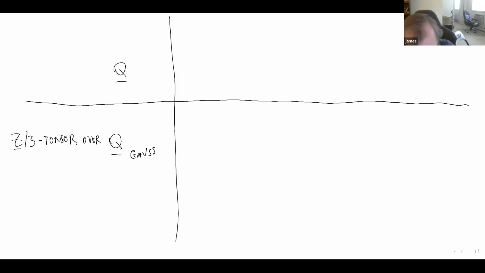So let me try to remind us of some examples here. This will involve drawing some pictures, and I'm not sure how good I'm going to be at drawing these pictures on the spur of the moment. We'll see how that goes. So let me think here. How does this work?